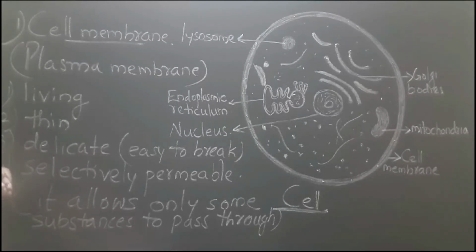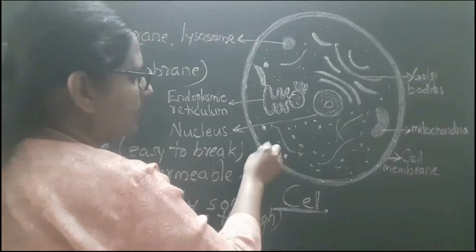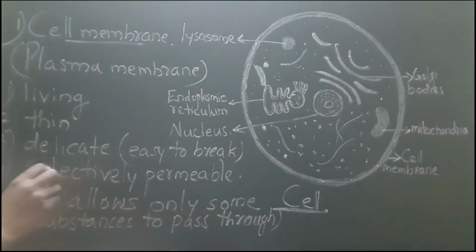It allows only certain substances to pass through. That is what the cell membrane does. The function of the cell membrane is this. It allows only some substances to pass through.